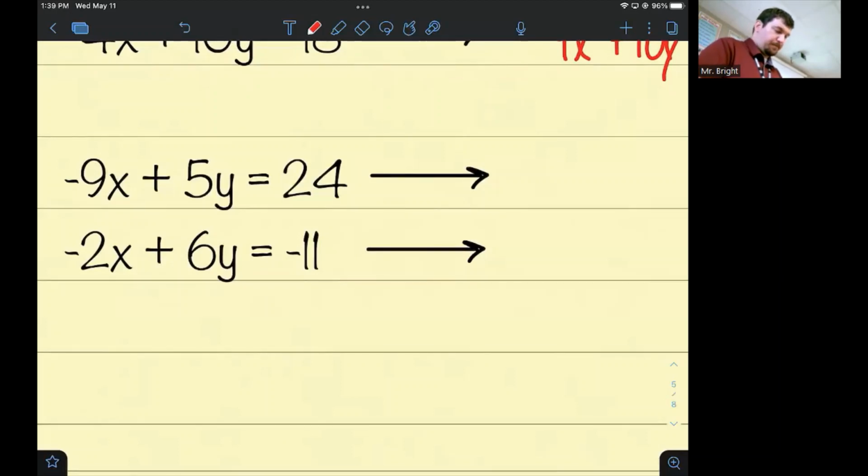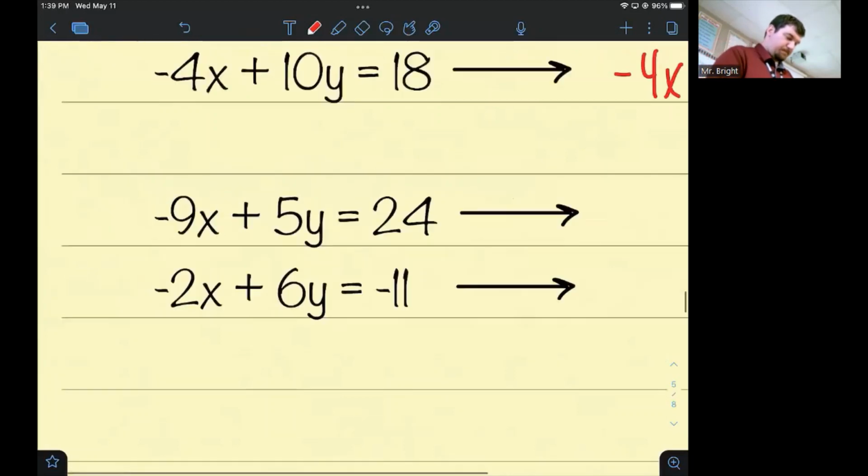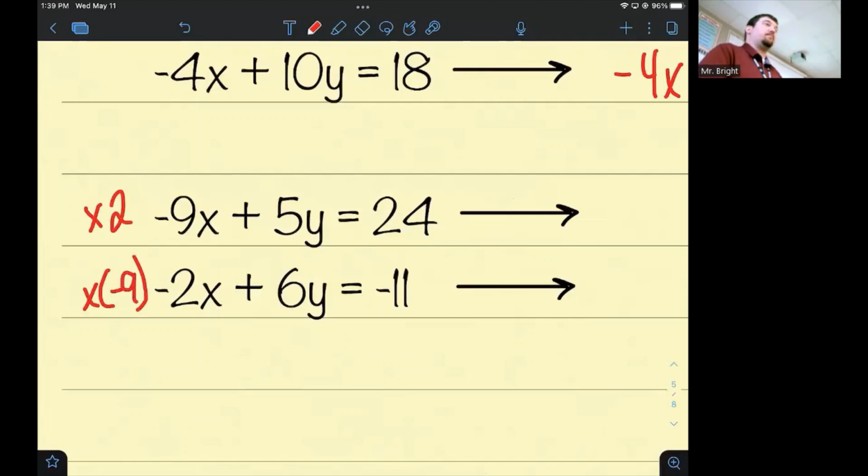Xander? Multiply top by 2, the bottom by -9. You could. You totally could. Now, this is an example of where I'm going to have to change both equations. Getting the y's to line up, the lowest common multiple that they have is 30. So I'm going to still have to multiply the top by 6 and the bottom by 5. So either way, I'm going to have to change both.